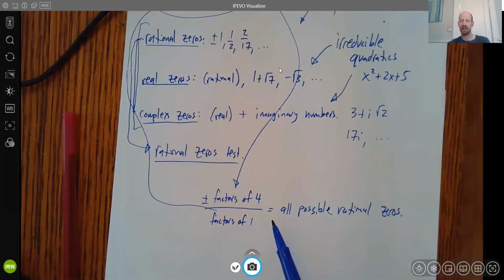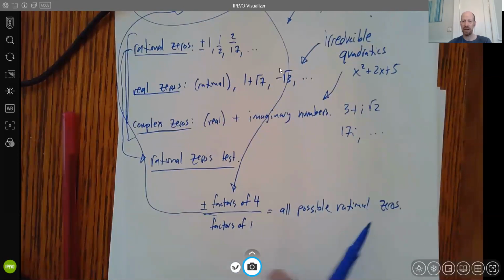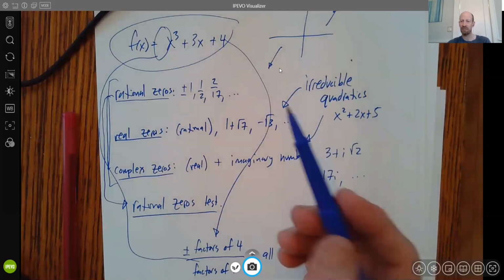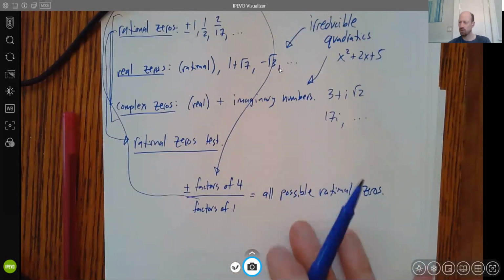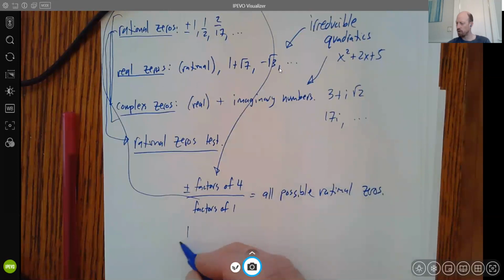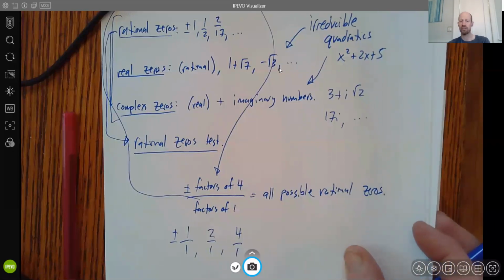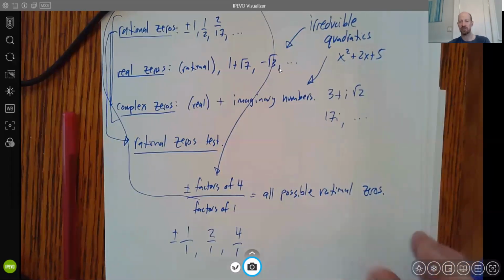So we don't have to try something like 2/37, right? 2/37 is not a possible rational zero based on this conclusion, and so I would never try it in the function. So factors of 4 are 1, 2, and 4. Right, and those can be plus or minus. So there are 6 possible rational zeros here. Now, I don't know if those are going to work or not, right? Each of those is a possible rational zero.